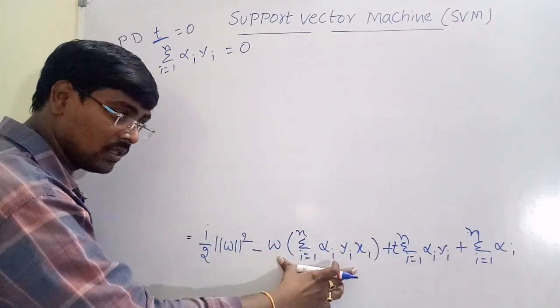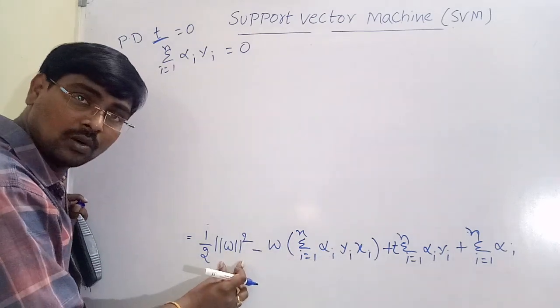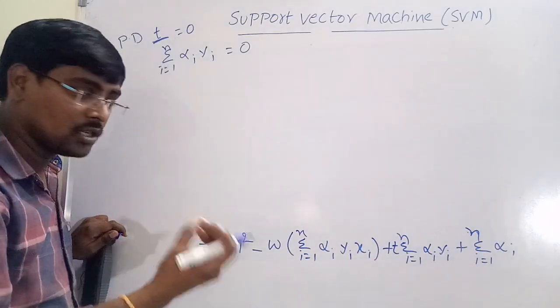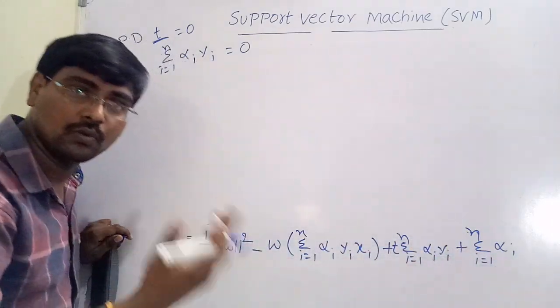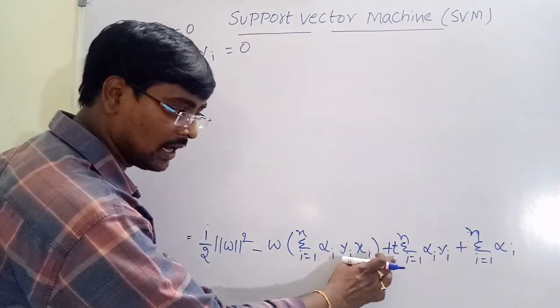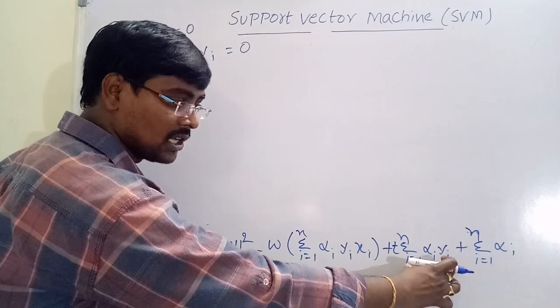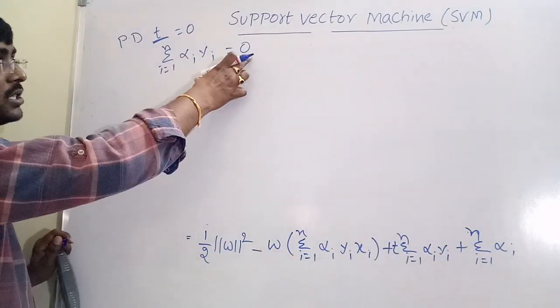Here there is no t term, so this value is 0. There is no t term, this value is 0. So by taking the partial derivative, this one and this one are all zeros. This contains the t term, and t and t are cancelled. Similarly, sigma I equals 1 to n alpha I yi is equal to 0.